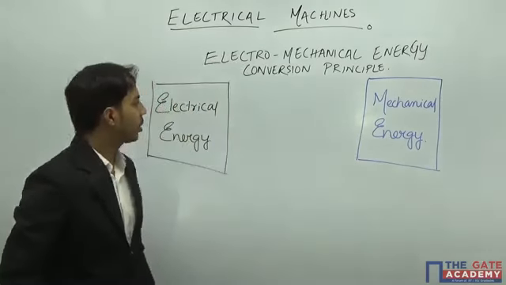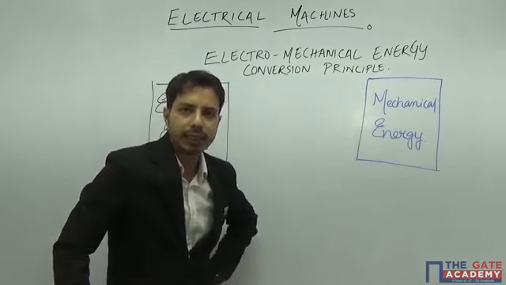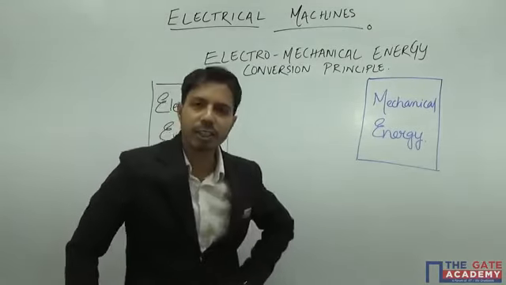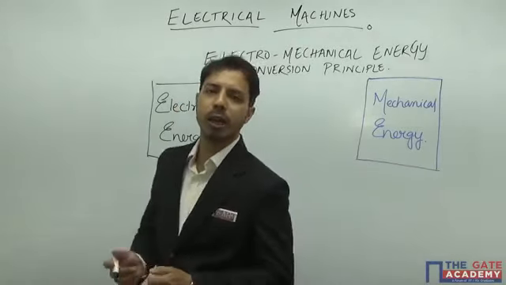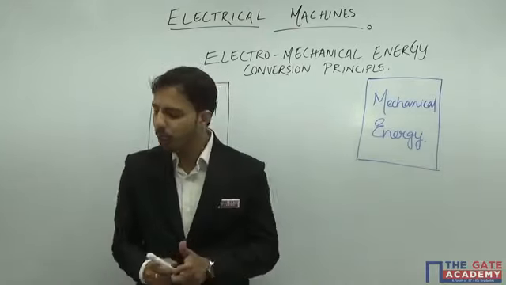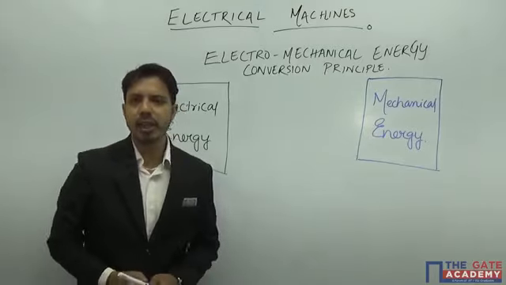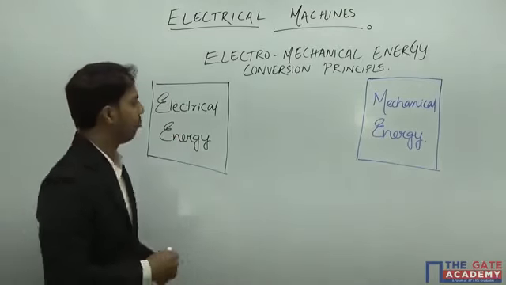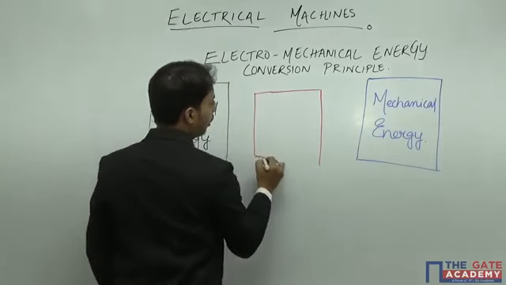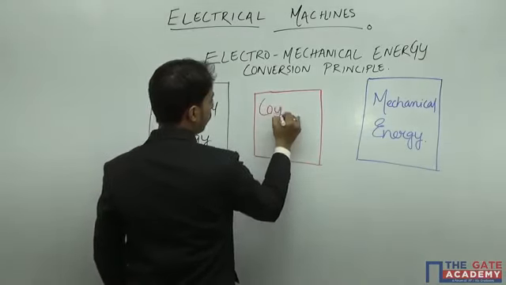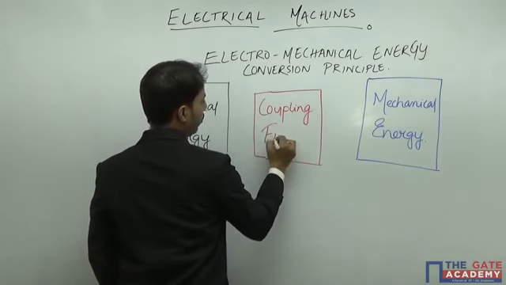Now what is this principle? This principle is based on the conversion of both these energies. What this principle says is that you cannot directly convert electrical energy to mechanical energy, or mechanical energy directly to electrical energy. You need an intermediate, and that intermediate is called the coupling field.